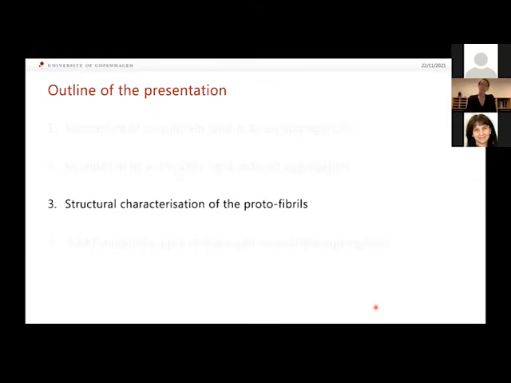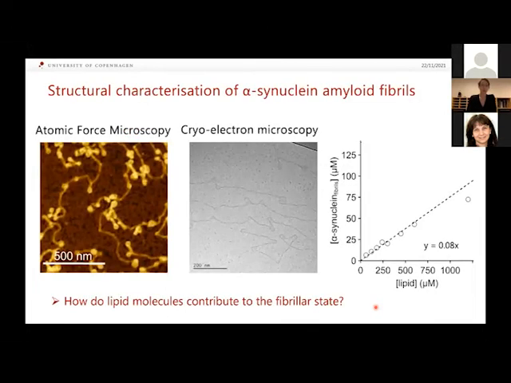So then we looked into the structural characterization of alpha-synuclein protofibrils formed with lipids for two reasons. Mainly because we could see that the structure of the fibril formed by alpha-synuclein in the presence of lipid was actually quite different from what we observed for alpha-synuclein alone. And the other reason why we looked into this was because, as I mentioned before, the actual concentration of amyloid fibrils formed by alpha-synuclein in the presence of lipid increased linearly with the concentration of lipids.